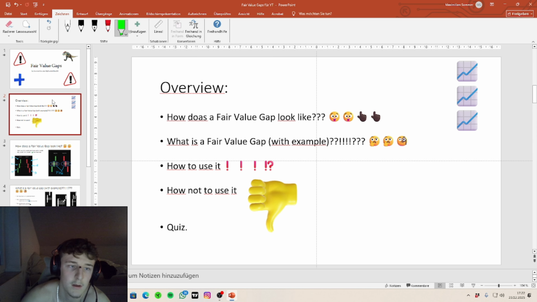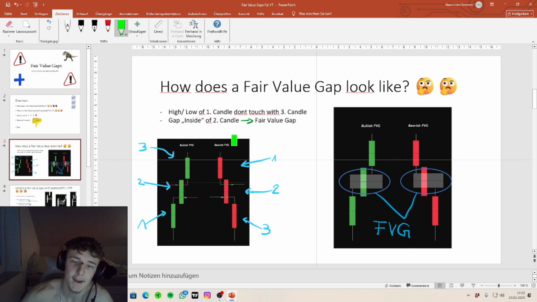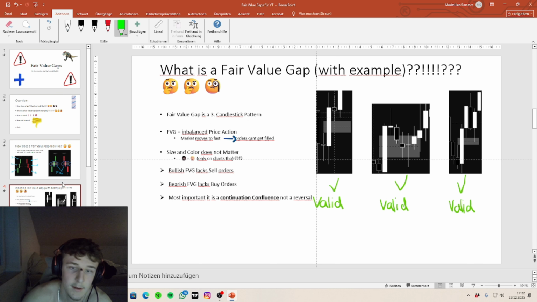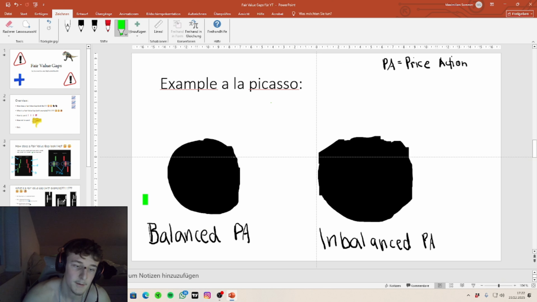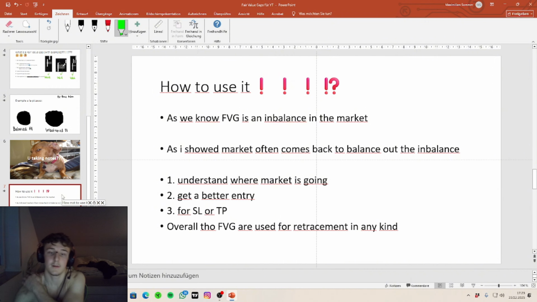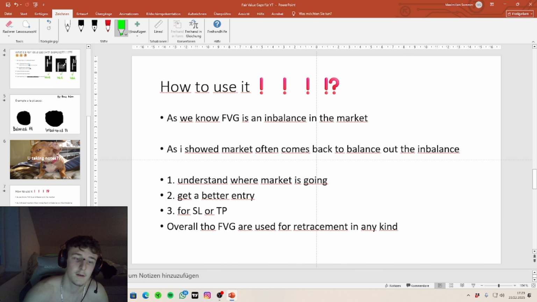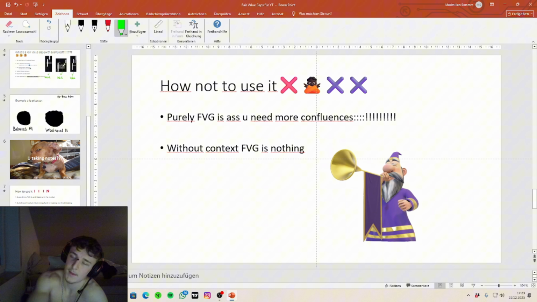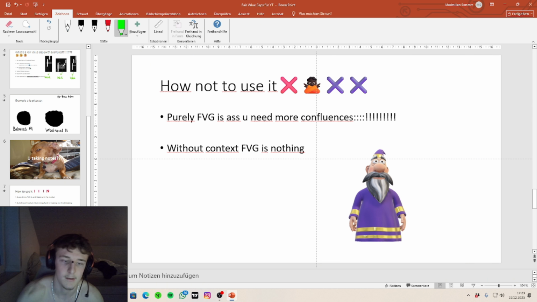Quick summary. Fair value gap consists of 3 candles. The gap in between the first and the third candle is called the fair value gap. Size and color do not matter. Bullish fair value gaps like sell orders. Bearish fair value gaps like buy orders. How to use it? We use them to understand where the market is going, maybe to get a better entry, but overall just to understand where the market is going. How not to use it? Don't use it without any other confluence or any other context.